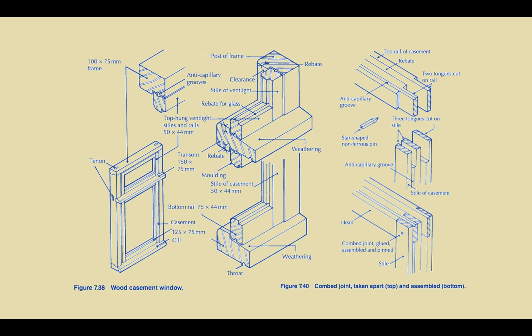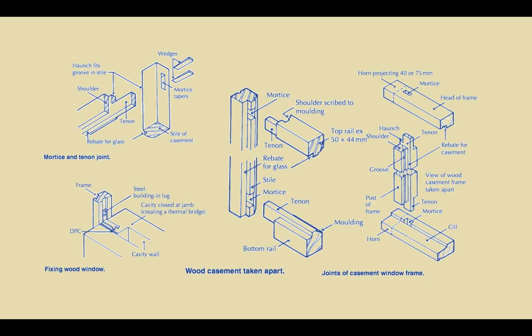There is a comb joint discussed here, but a lot of the other details will be based on a mortise and tenon joint. So you should be able to understand what a mortise and tenon joint is and how it is used, particularly in the construction of both the frame and the casement of a window.